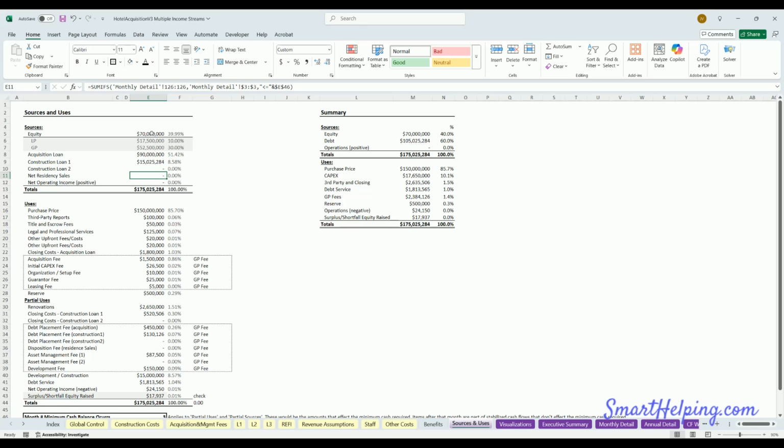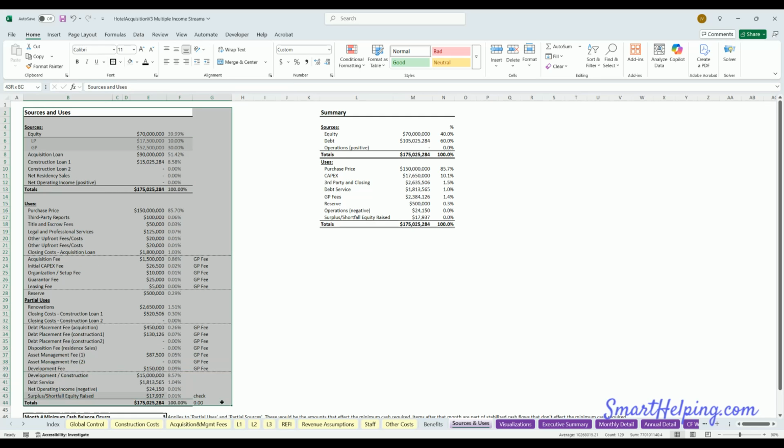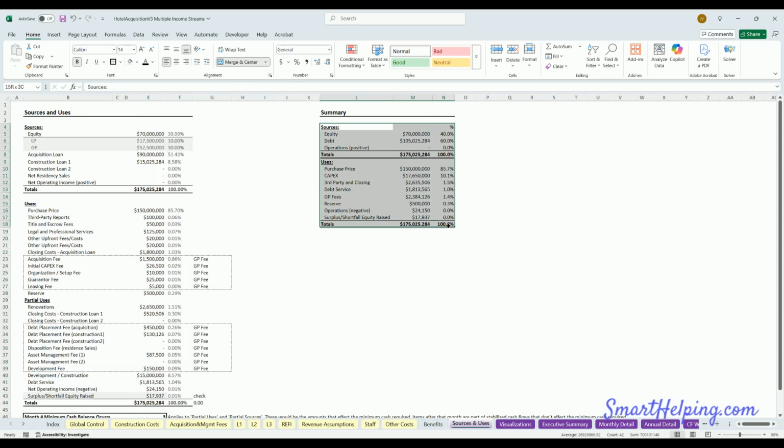And so we have a detailed version of sources and uses here. We have the summary here, which I try to roll up some of these items. So purchase price, CapEx, third party and closing, debt service, GP fee, reserve, and then operations if negative, operations if positive, because they could be a source or a use depending, and then the surplus of equity raised is always going to be in the uses. Okay, so whatever you put in, you can see these match, and I have changed the assumptions around a bit since we first started. Everything still matches up, so that's great. So that's the sources and uses.